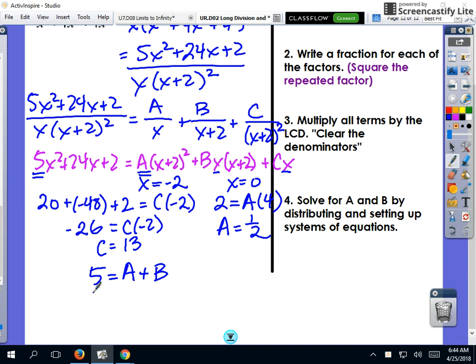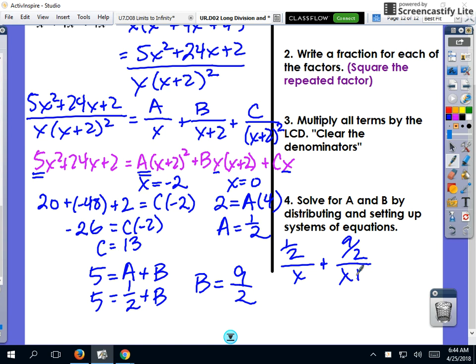And so I have 5 equals 1/2 plus B. If I subtract 1/2 from 5, I end up with B equaling 9/2, or 4.5. So for my final answer: 1/2 over x, plus 9/2 over x plus 2, plus C, which is 13, over, where was I? x plus 2 squared.